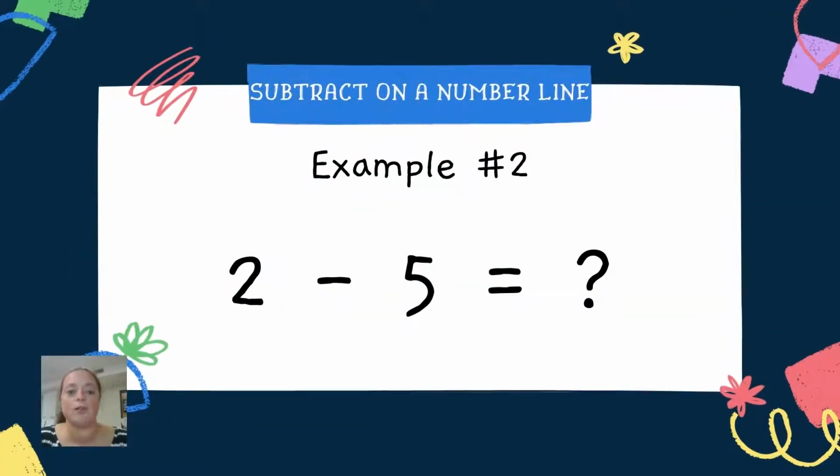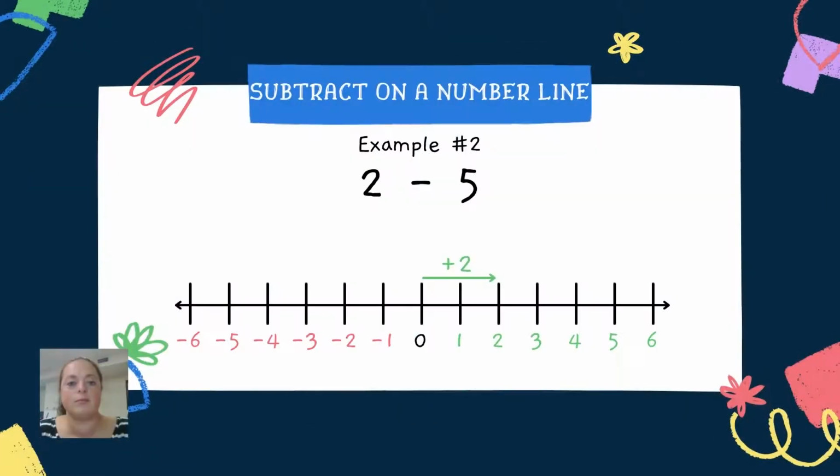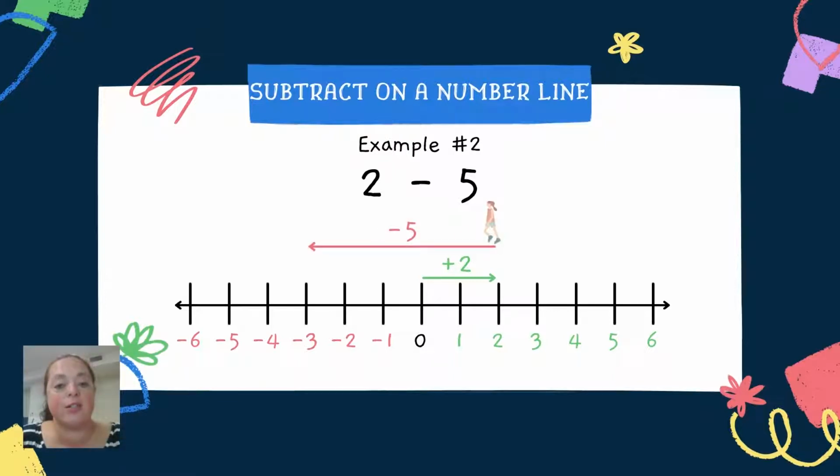Example 2 is 2 minus 5. You might have been told in the past that you can't subtract a 5 from a 2 because the 5 is too big and there aren't any left. But we can. Just like we've done before, we start at 0. Then to represent the 2, we move 2 spaces to the right. Next, to subtract 5, we start at that 2 and move 5 spaces to the left. That takes us to negative 3. So 2 minus 5 is negative 3.